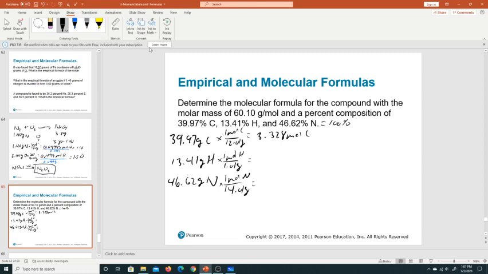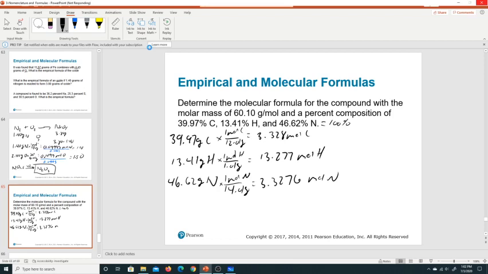13.41, divide that by 1.01, that is 13.277 moles of H, and 46.62, divide that by 14.01, that is 3.327 moles of N. I should have kept an extra sig fig for each of these, but it won't make that much difference really. Which one's smallest? Comparing C and N, they're both the same, basically 3.33. So I'll just pick one.